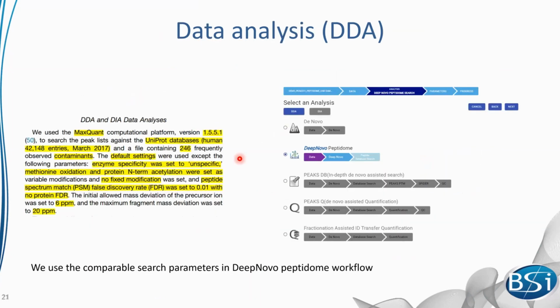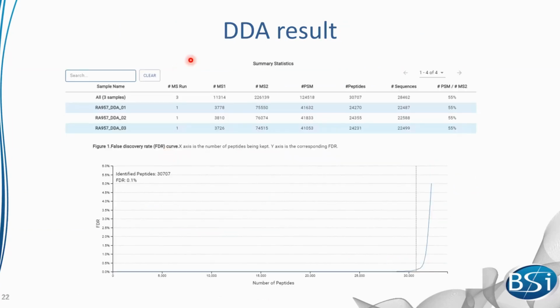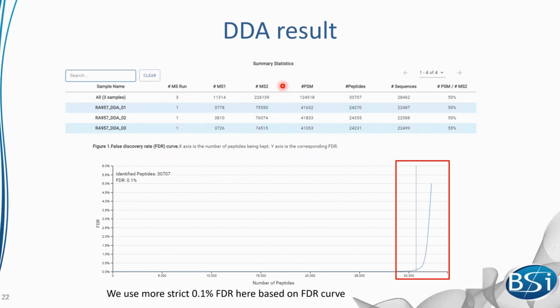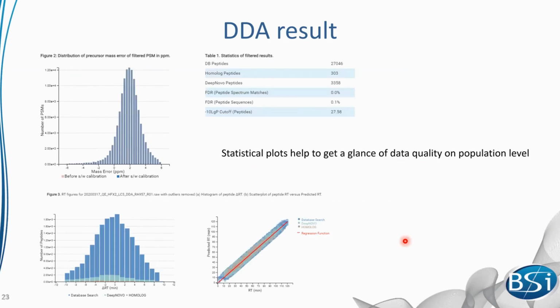So for the DDA data, we processed it in our DeepNovo Peptidome workflow, using comparable parameters. And then this is the result. Usually we have a summary table in our result. One thing I should point out: based on this FDR curve, I set a stricter FDR. We use 0.1%, not the 1% reported in the paper, since based on the FDR curve, the cut here is more reasonable.